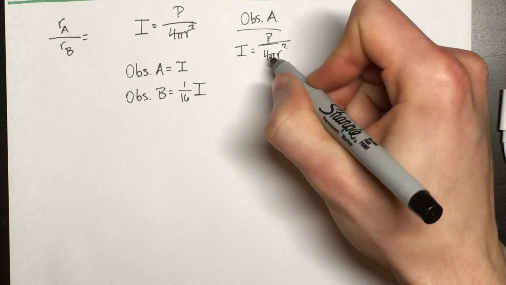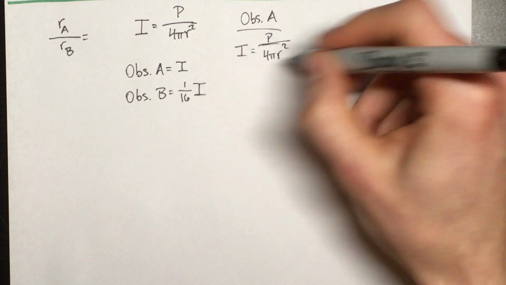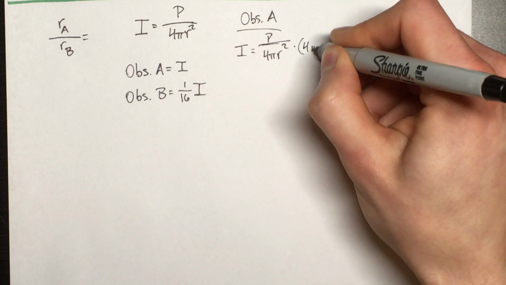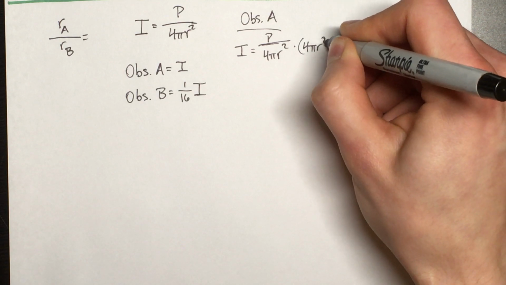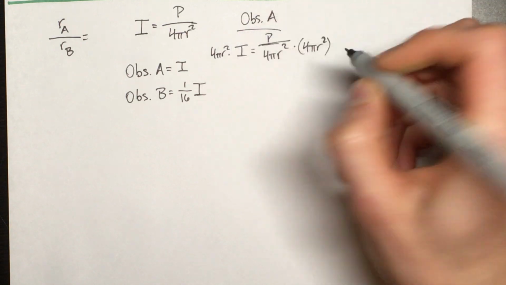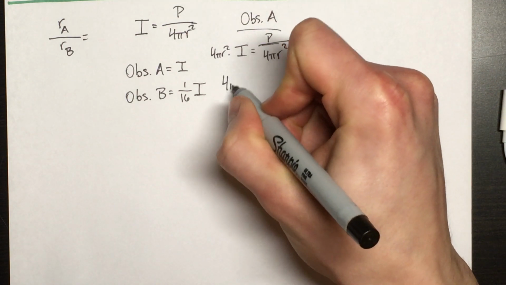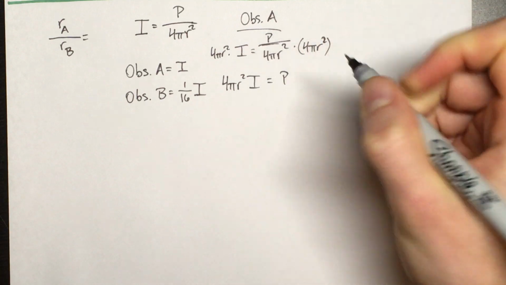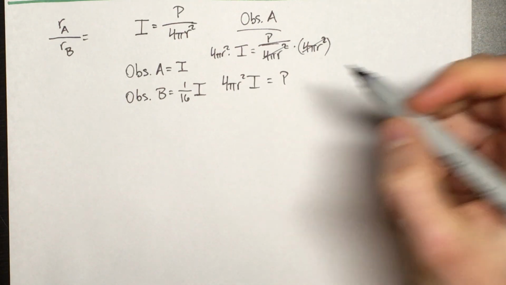So we have a fraction. We don't like fractions like this, so let's multiply both sides by 4 pi r squared to get it all in one line, right? So that'll give us 4 pi r squared I is equal to P, because these two will cancel out, okay?